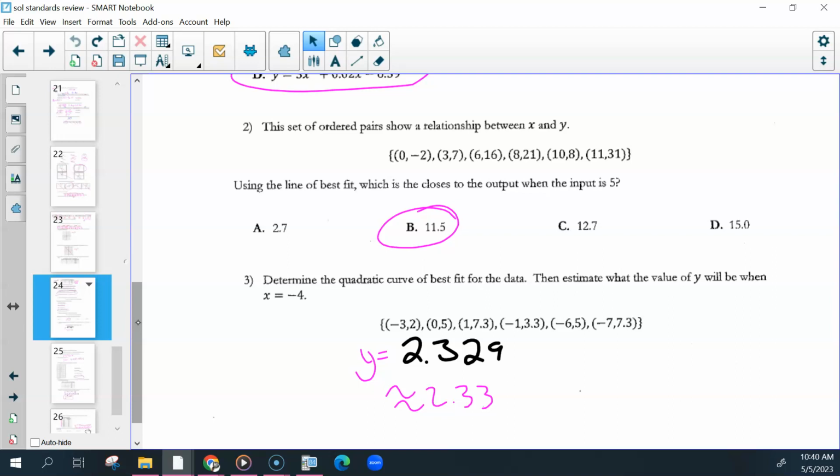3, it tells you you're using the quadratic curve of best fit. So put those in, use the curve, the quadratic progression. And then you need to find the y value when x is -4. So the y value was 2.33.